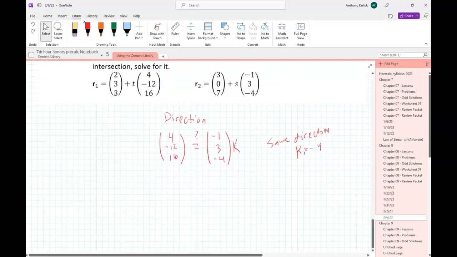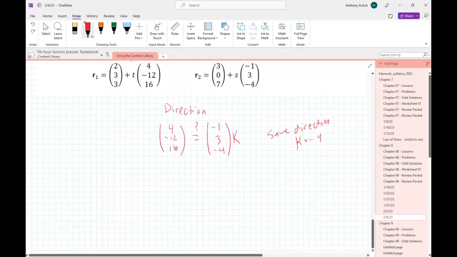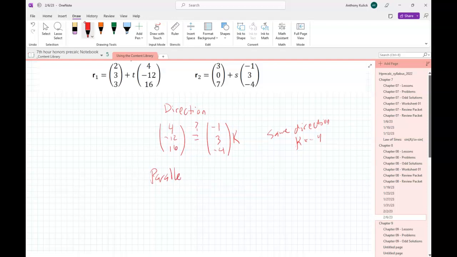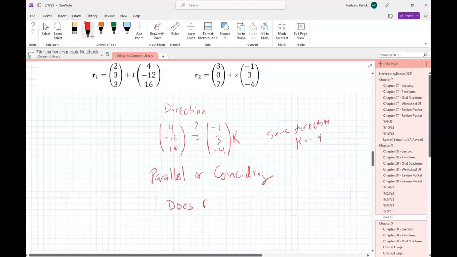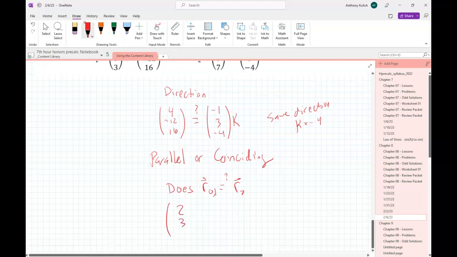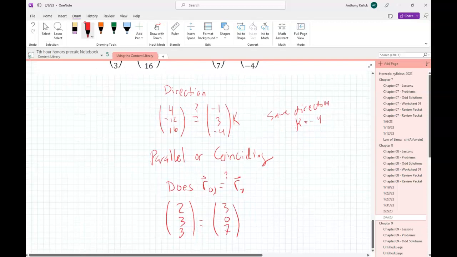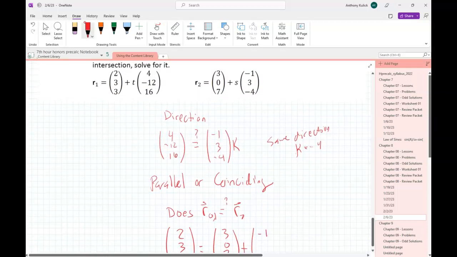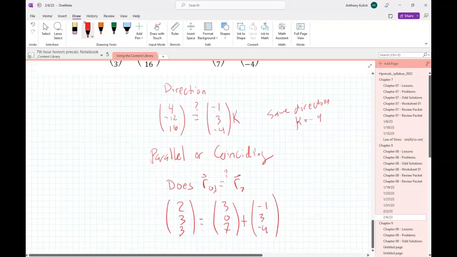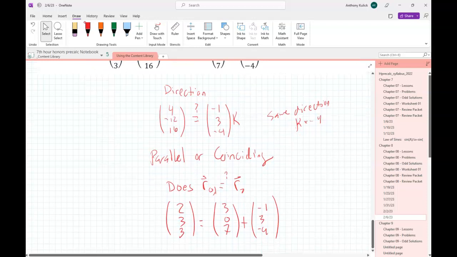Everybody's cool with this? So what does this tell me then? You have to check, see if they're the same line. Yeah, so we know they're parallel or coinciding, exactly right. So the next check is, does R1 lie on R2, for example? So that's (2, 3, 3) equals (3, 0, 7) plus s times (-1, 3, -4). What was the variable there? S.